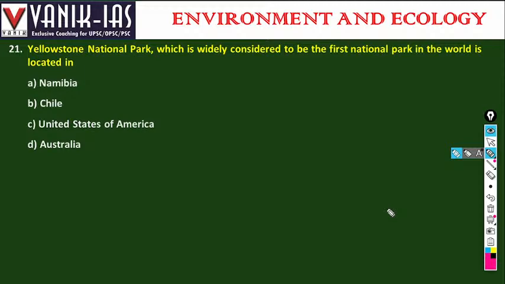1960. Yellowstone National Park, which is widely considered to be the first national park in the world, is located in Namibia, Chile, USA or Australia. Yellowstone National Park is present in the USA. Right. It has recently celebrated its 151st anniversary. First national park in the world, that is Yellowstone National Park.